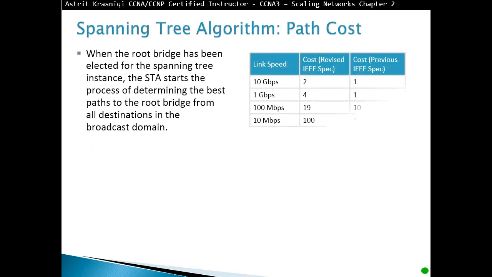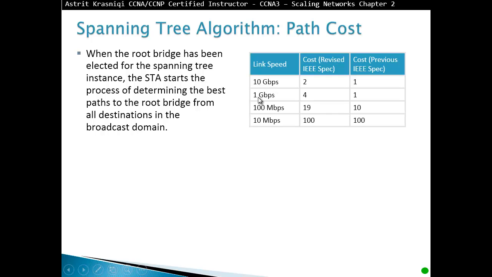Okay, so path cost. When a root bridge has been elected for the spanning tree instance, the spanning tree algorithm starts the process to determine the best path to the root bridge from all destinations in the broadcast domain. For example, imagine that you are not the root bridge. You have 2 links connecting you to the root bridge. You're going to find out which link is the fastest, and we look at the cost. If one link is 100 Mbps, that's cost 19. If the second link is 1 Gbps, the cost is 4. So it's going to choose the lower cost, which is 4.